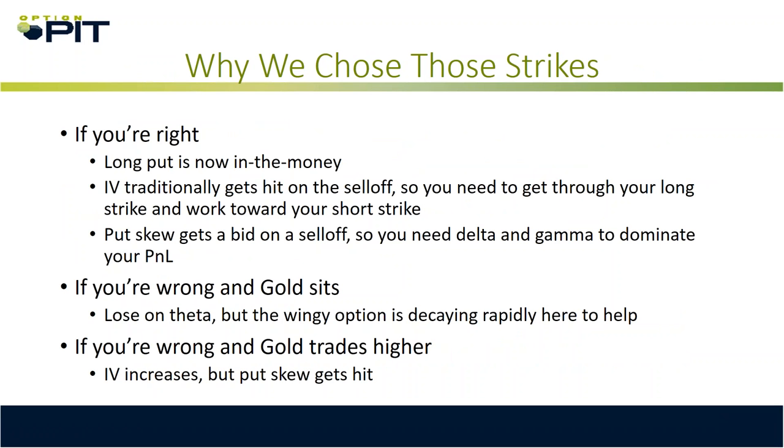But right now, for the bearish put spread, I want you to know that the long put is now in the money when you sell off. Implied vol is going to get hit. So you have to get through your long strike and get towards your short strike. That's why doing those really leveraged bearish trades just doesn't work, because you're just going towards your long strike and vol is getting hit, so you're not getting that accelerated payoff from vol. This is also why we go into more gamma. Once you get the bear on sell-off, you need delta and gamma to dominate your P&L.